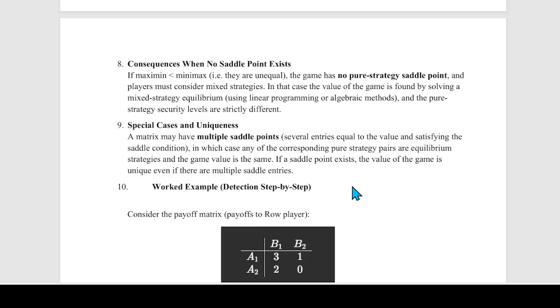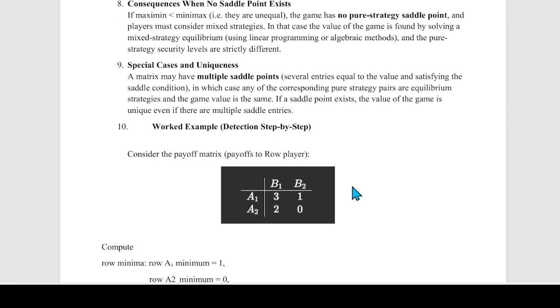Now, are there any special cases? Special cases as in, is it possible that multiple saddle points can exist? Yes, multiple saddle points can exist. If there are multiple saddle points with equal values of the game and they satisfy the condition of the saddle point, then they all lead to the same value. Okay, the same unique value, then multiple saddle points exist and the game is still stable.